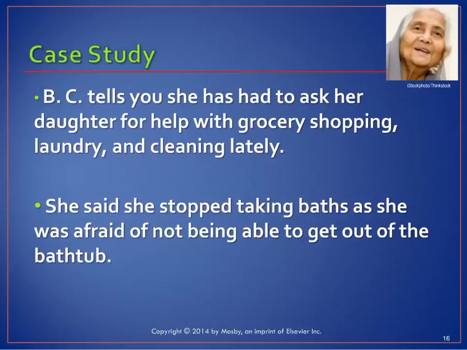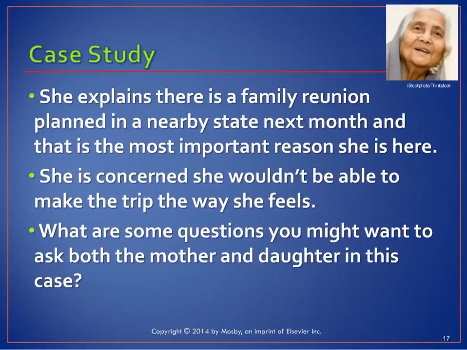So back to our case study. BC tells you she's had to ask her daughter for help with grocery shopping, laundry, and cleaning lately. She said she stopped taking baths as she's afraid of not being able to get out of the bathtub. She explains that there's a family reunion planned in a nearby state next month, and that is the most important reason she is here. She's concerned she wouldn't be able to make the trip the way she feels.